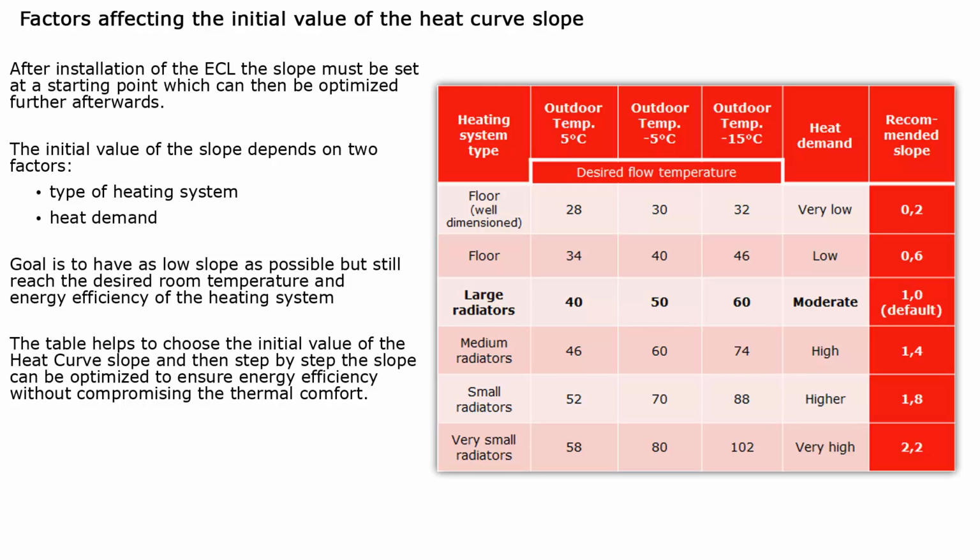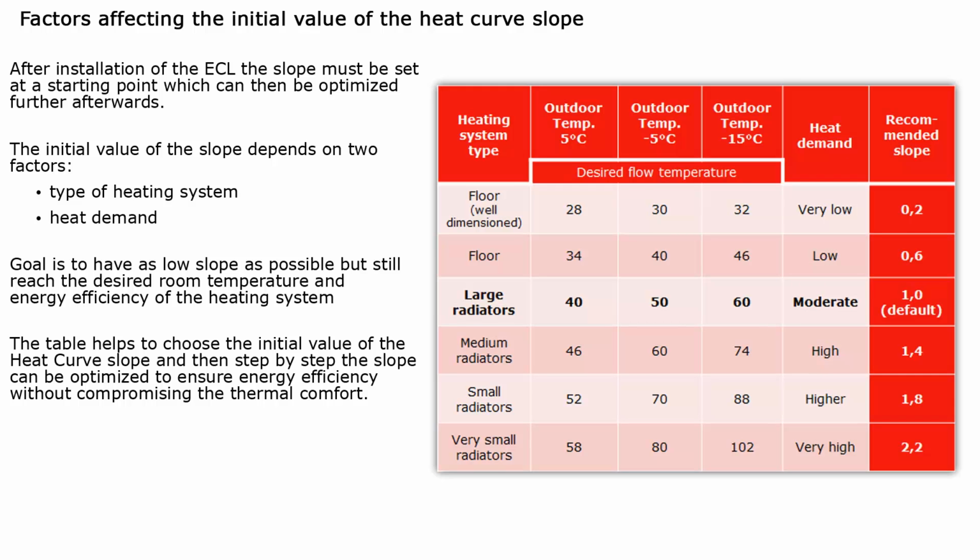How to use the table. First, determine the heating system type in the building. This can be floor heating or radiator heating. Floor heating requires a lower flow temperature than radiator heating. The smaller the radiators, the higher a flow temperature is required. Then determine the heat demand. The heat demand is lower, the better the building is insulated. The lower the heat demand is, the lower the flow temperature can be.